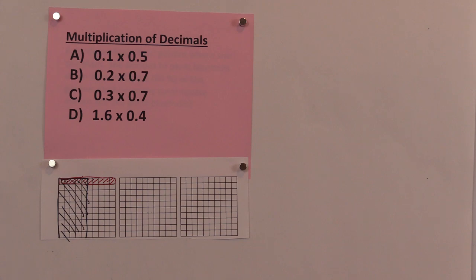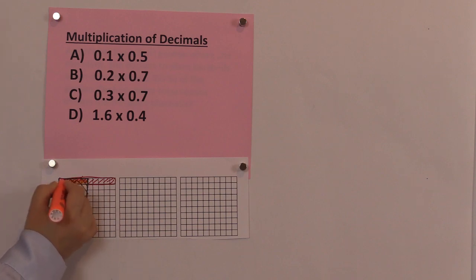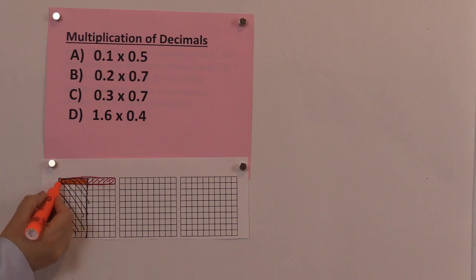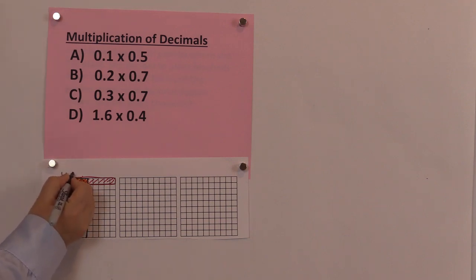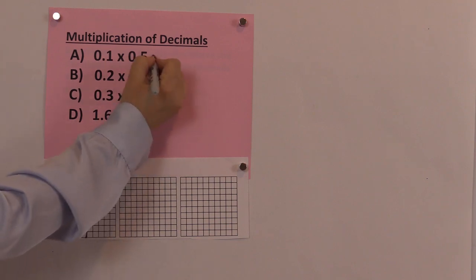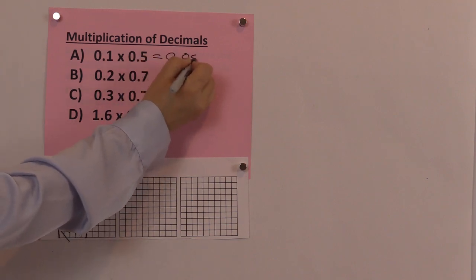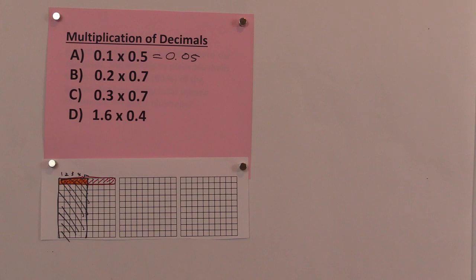Do you see the double shaded part? Yes, I see the double shaded part, which is here. What is my answer? 1, 2, 3, 4, 5 hundredths. What about this?